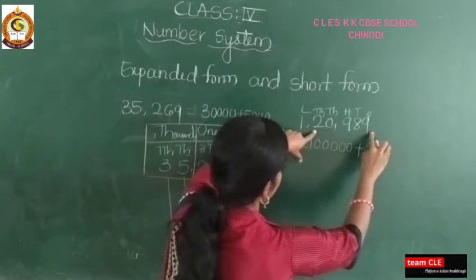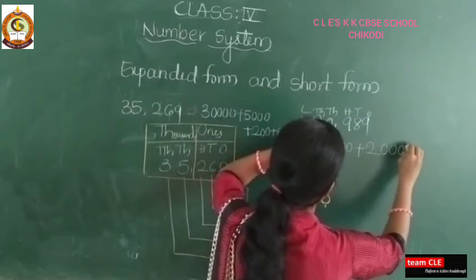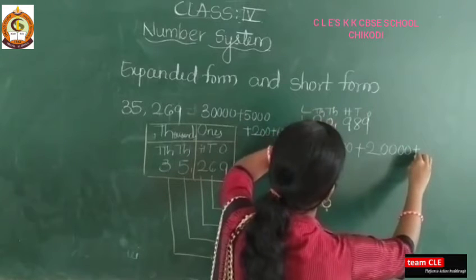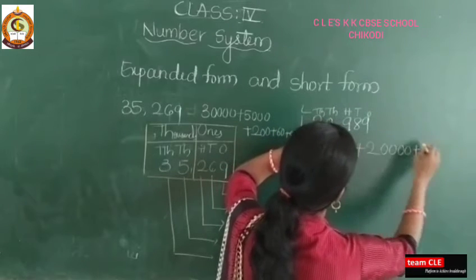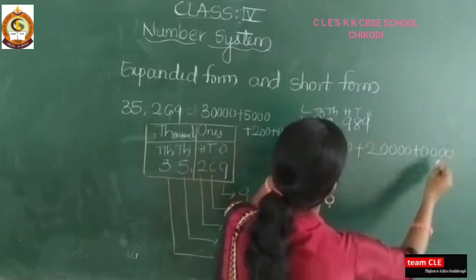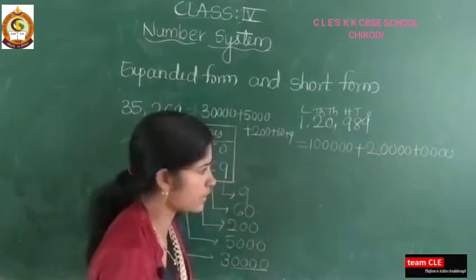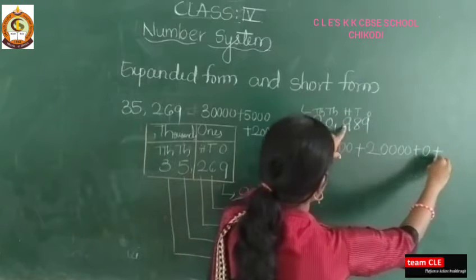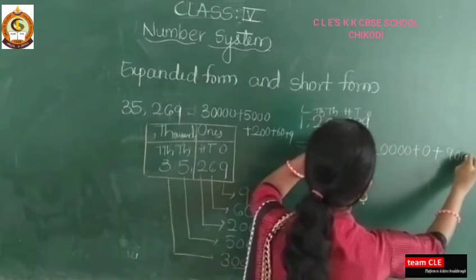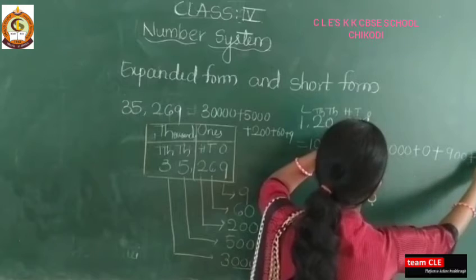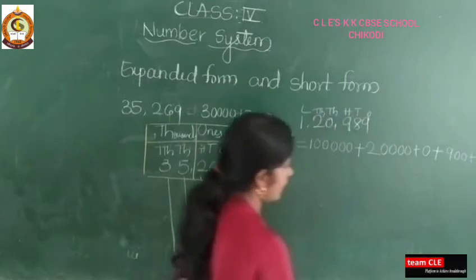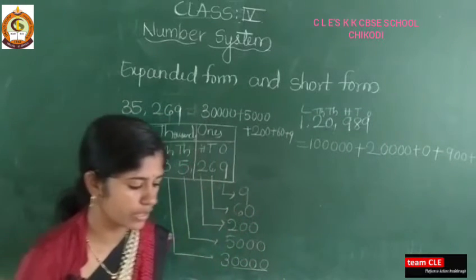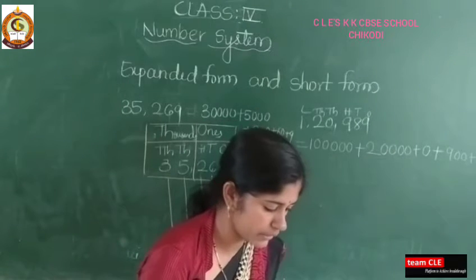4. 1 2 3 4. Next here 0 thousands, 0, after 0 how many zeros are there? 3. If you are writing only 0, that is also correct. So I will write only 0 here, plus 900, 8 tens means 80, 9 ones means 9. So this is the way we are expressing it in expanded form.